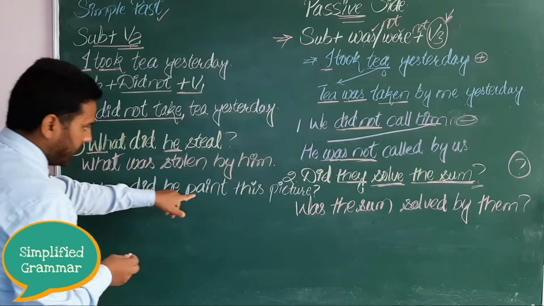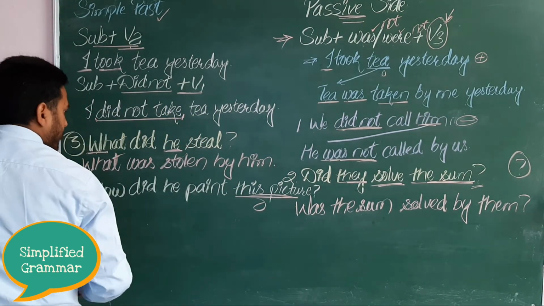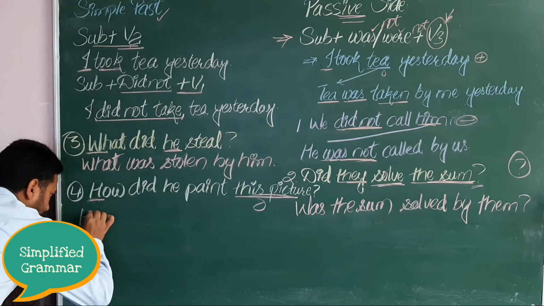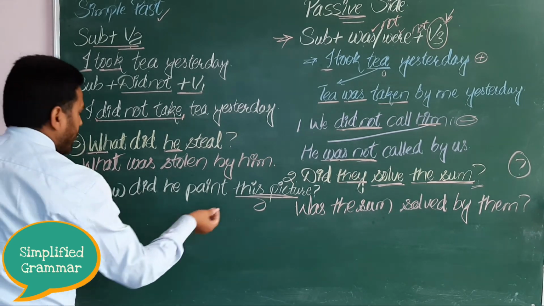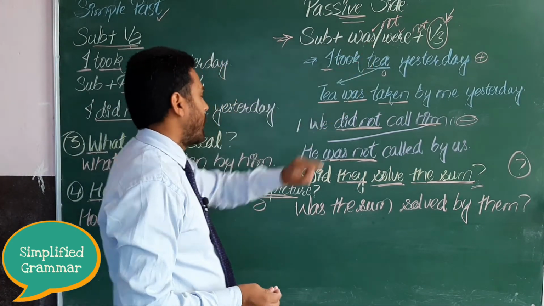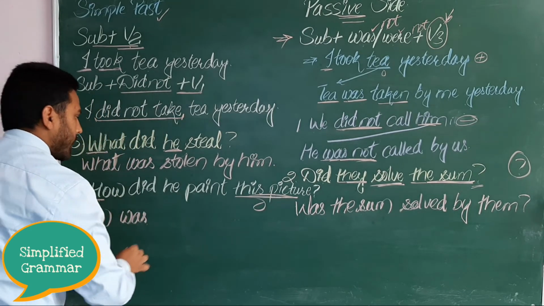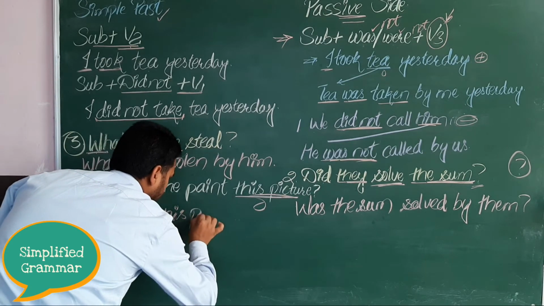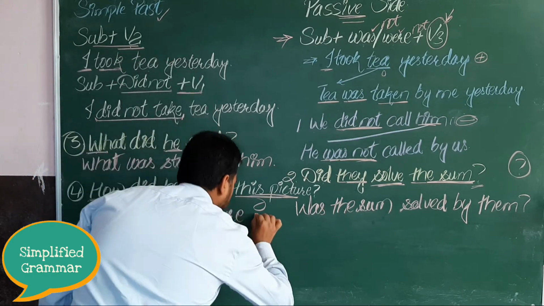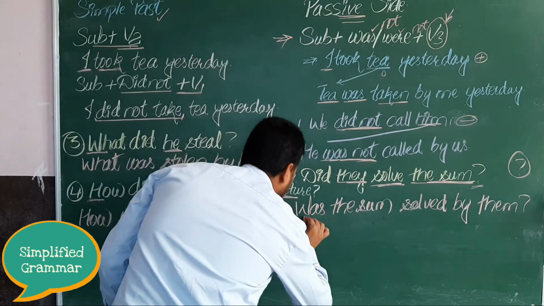Next one is, how did he paint this picture? This picture is your object. So this object has to come as a subject. So same time here is how. So you will use this how as it is how. Then picture is in the singular form. So with the singular you will use was. So how was this picture? So the third form of paint is painted by him.